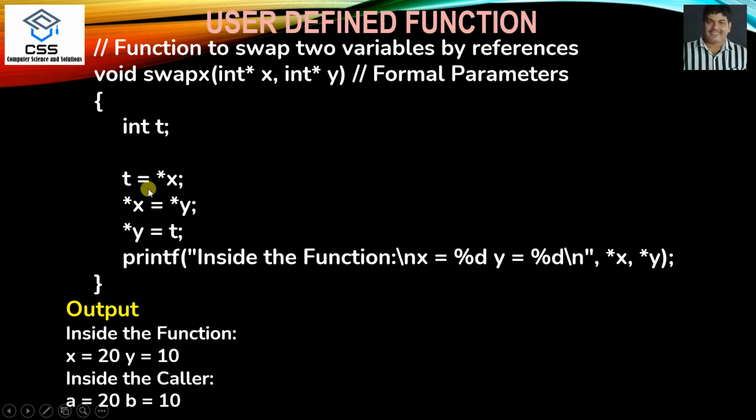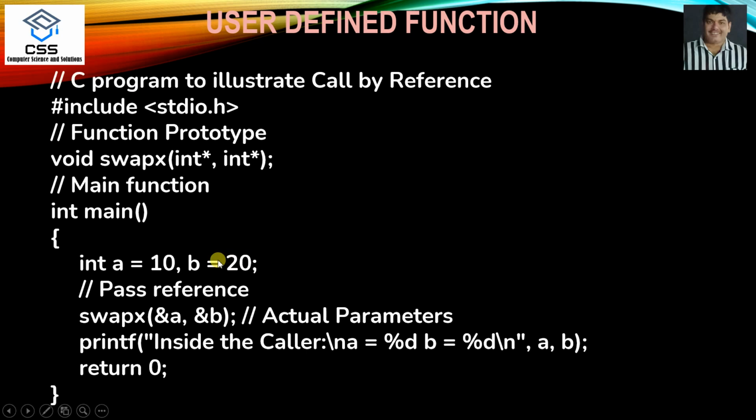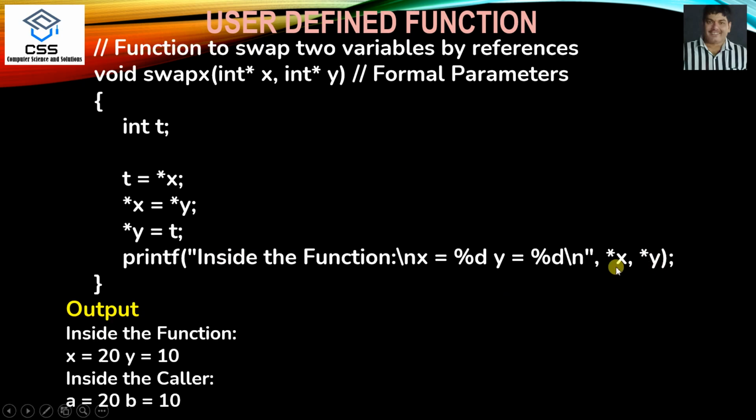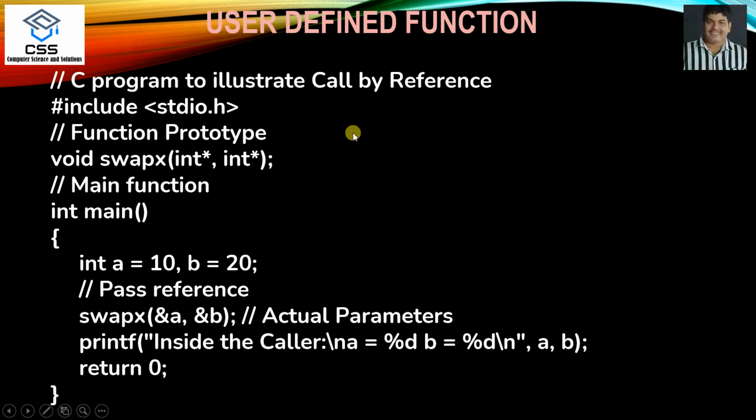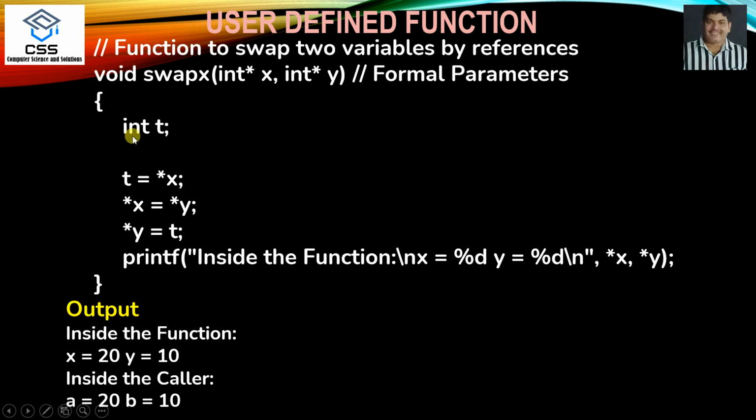Now the interchange logic is made. t equal to *x, *x equal to *y, *y equal to t. Here what happens? Swapping logic. The 10, 20 which is passed becomes 20 and 10. And now if this function returns to the main program, it again displays 20 and 10, which indicates that the value not only changed in the called block, but also changed in the real memory location, that is your calling block. Hence the values will be 20, 10, 20, 10 respectively.